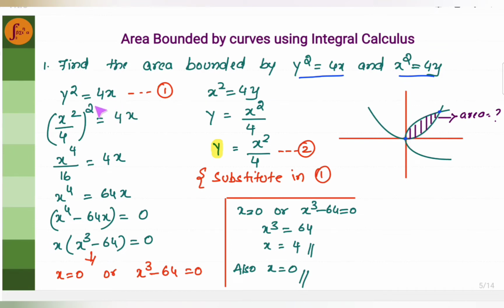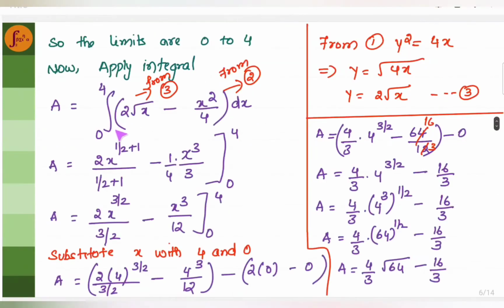Now we have two equations. To apply integral, two basic things are required. One is we need to know the limits, right? That is the lower limit and the higher limit. We need to know the minimum and maximum. Once we know the limits, we should also know the functions. So you have two curves here, right? Curve 1 and curve 2, that is parabola 1 and parabola 2.